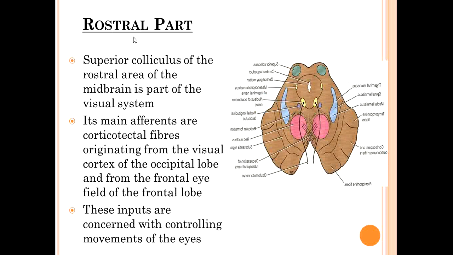Then the rostral part, that is at the level of the superior colliculus in the rostral area of the midbrain, forms part of the visual system. Here the afferent fibers are corticotectal fibers originating from the visual cortex of the occipital lobe and from the frontal eye field of the frontal lobe, and these inputs are concerned with controlling the movement of the eyes. So the midbrain will be at two levels: the lower level at the inferior colliculus and the upper level at the superior colliculus. The inferior colliculus means the fourth cranial nerve level, and the superior colliculus means the third cranial nerve level.